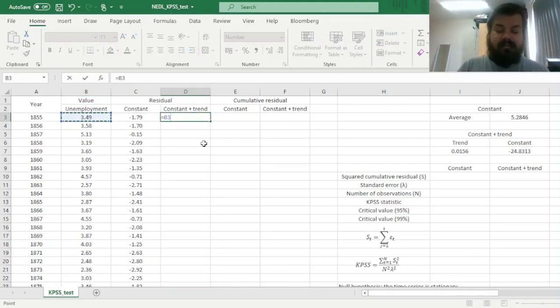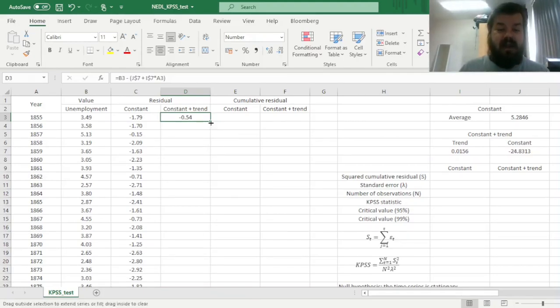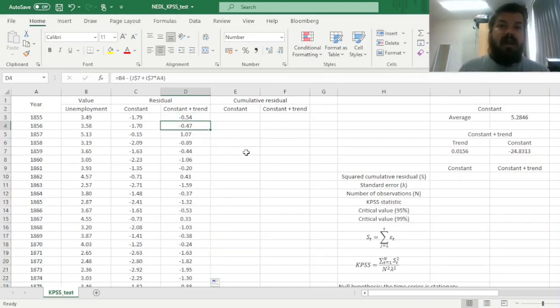So let's just subtract, opening the parentheses, the constant with rho locked plus the trend coefficient with rho locked multiplied by the year number. And here we would have our residuals in the constant plus trend specification. And here, having calculated the residuals, it's already quite important to understand what the concept and the maths behind the test is. So here we are interested in knowing how stationary the data is.